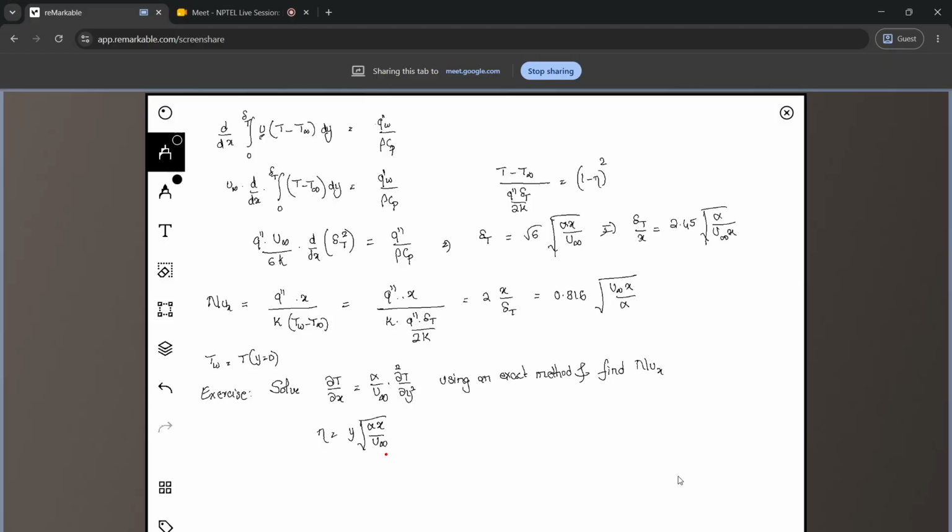Once you introduce a parameter like this, from there you'll have to get the similarity equation. You do the variable transformation, like eta and x are given, so you can write this equation and then convert this entire equation in terms of eta. That will be an ODE, which is very simple to solve. You can solve that ODE, and once you get the solution, calculate the local Nusselt number from that.